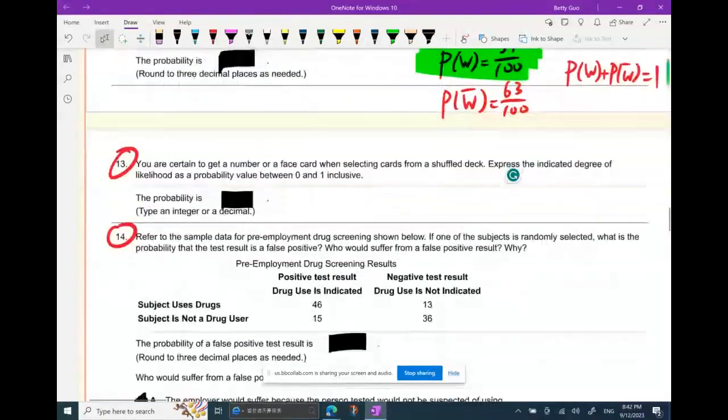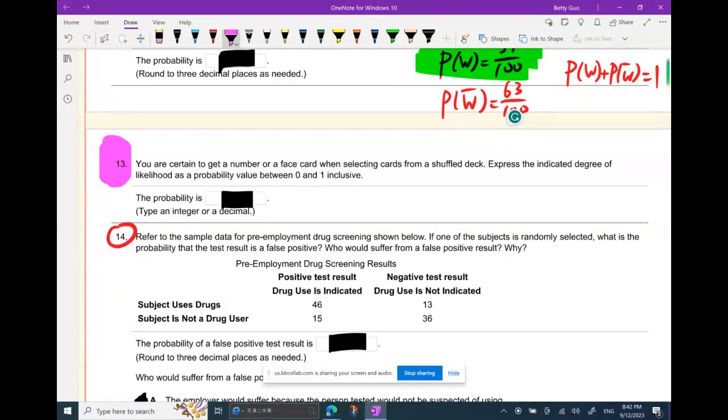I have a classical model actually. Oh, perfect. Number 13 is a classical one. Playing cards, right? Now we are looking at number 13. You are certain to get a number or a face card when selecting a card from a shuffled deck. Express the indicated degree of likelihood as a probability value between 0 and 1 inclusive.